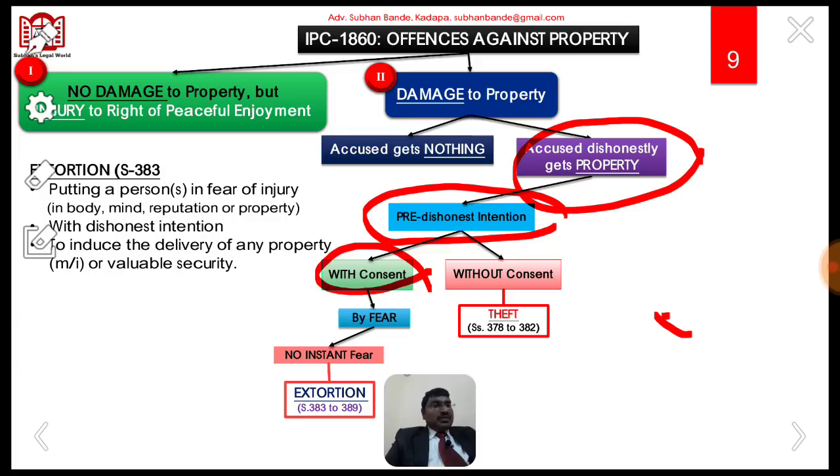He gets the consent from the party. Through the consent under fear, he takes away the property with dishonest intention. Here, with consent by fear, we know that these are the two ingredients. With consent by fear, the consent is obtained by fear, but the fear is not the instant fear. If the fear is instant, then it is said to be another kind of offense under category 2.